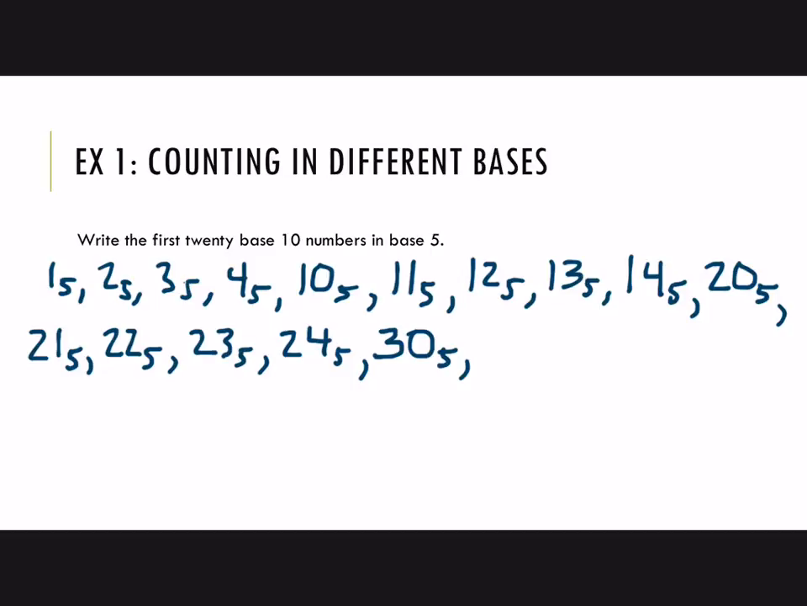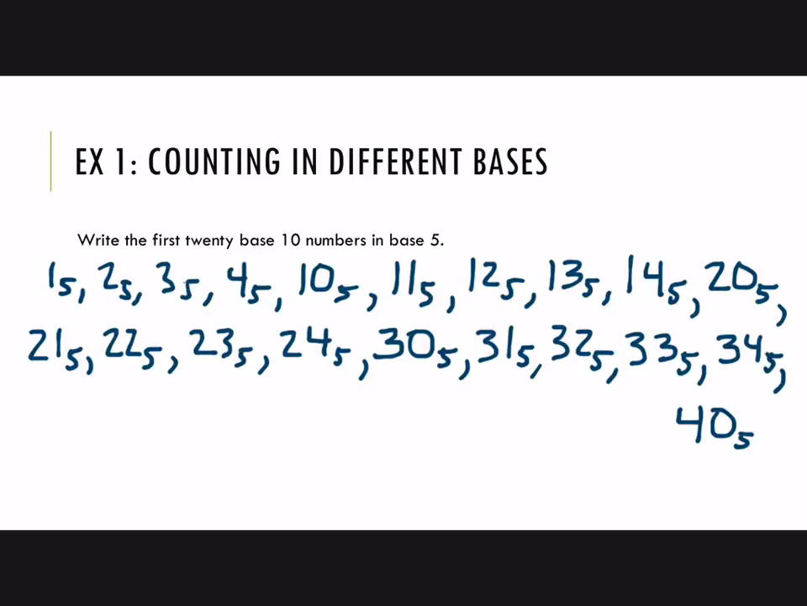Then 16 is 3 fives and 1 one. 17 is 3 fives and 2 ones. 18 is 3 fives and 3 ones. 19 is 3 fives and 4 ones. And then finally 20 is 4 fives and 0 ones.